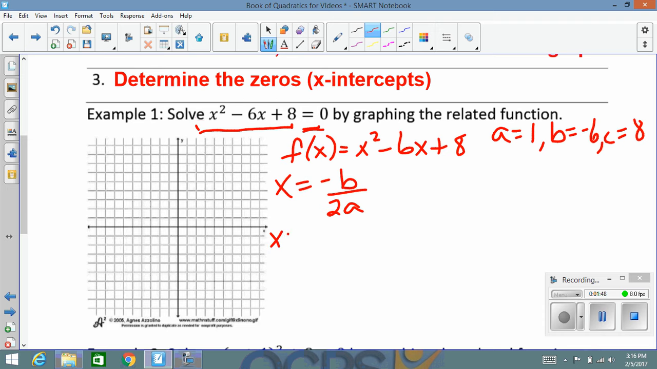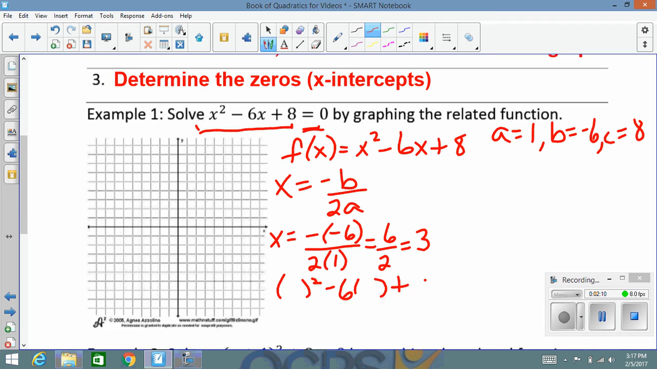So my x-coordinate for my vertex is negative negative 6 over 2 times 1, which is 6 over 2. Simplified is 3. Then remember to find your y-coordinate. You're going to take out your x from your function and plug in the 3. So we get 9 minus 18 plus 8, which is going to give me negative 1.